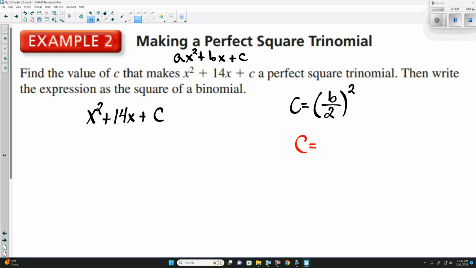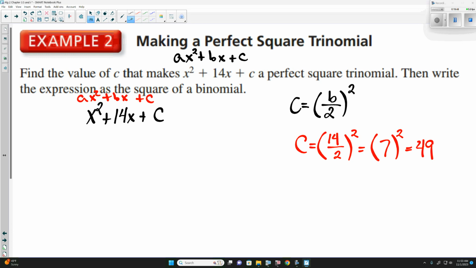And if we're finding it for this problem here, the value of b in this case would be what? It is 14. And it would be positive 14 because we do take the sign in front of the term, because here we're matching it up to our ax squared plus bx plus c. Now the first thing we will do is do what's inside the parentheses first. So 14 divided by 2 is 7. And lastly, 7 squared is 49. So our perfect square trinomial for this here would be x squared plus 14x plus 49. That's our perfect square trinomial.